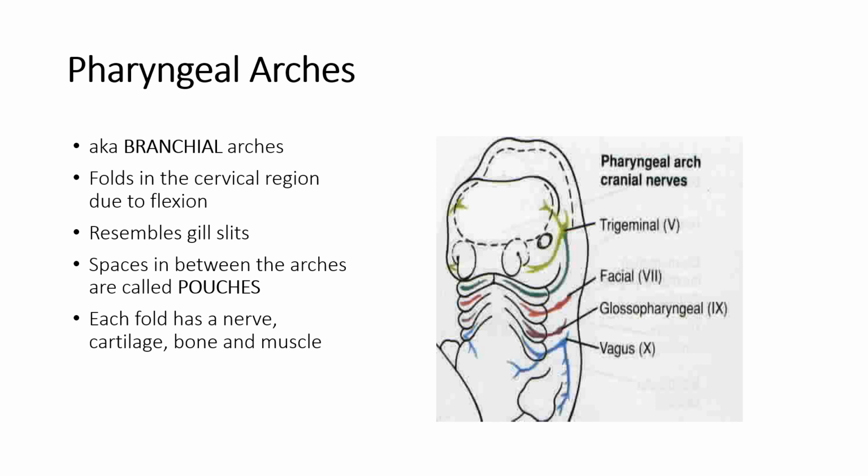So pharyngeal arches can also be known as branchial arches. You might see it called that as well. Folds in the cervical region due to flexion. So this is that neck flexure. So it resembles gill slits, so very primitive, okay? But we grow out of it. Spaces in between the arches are called pouches, and each fold has a nerve, cartilage, bone, and muscle.